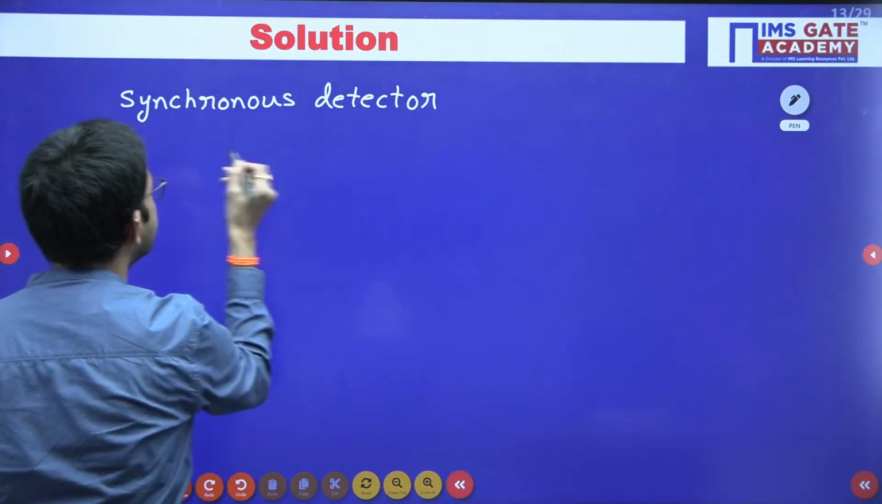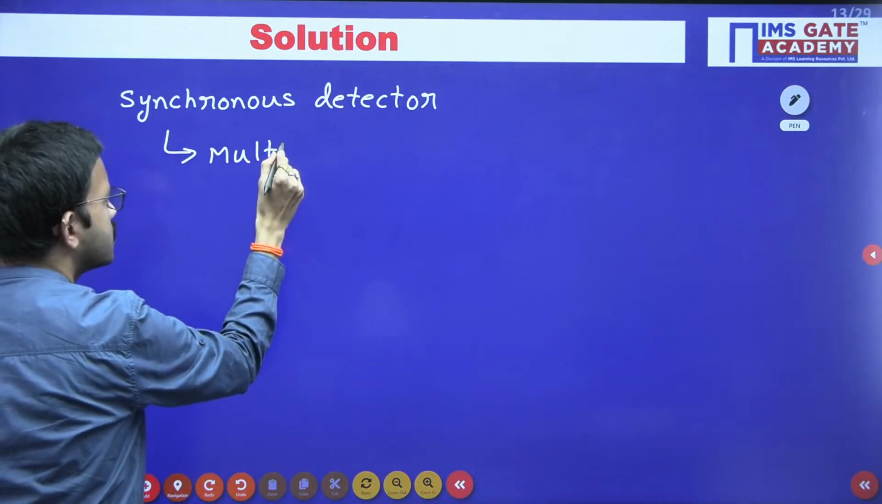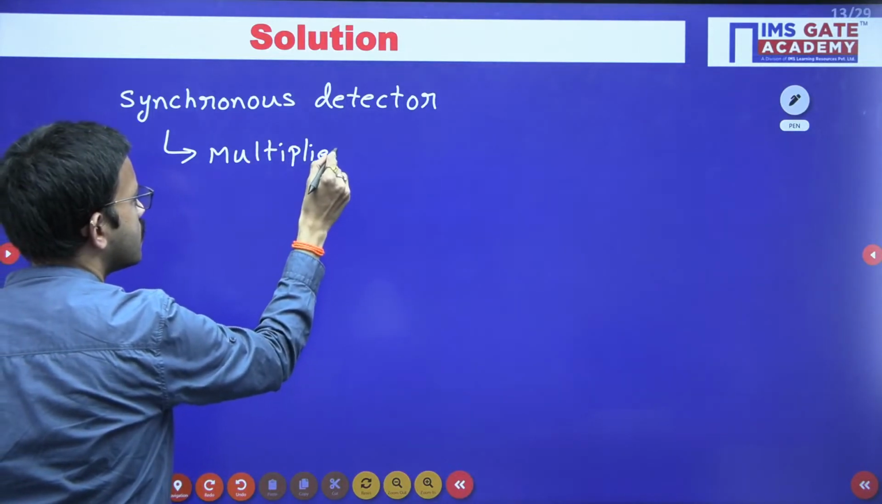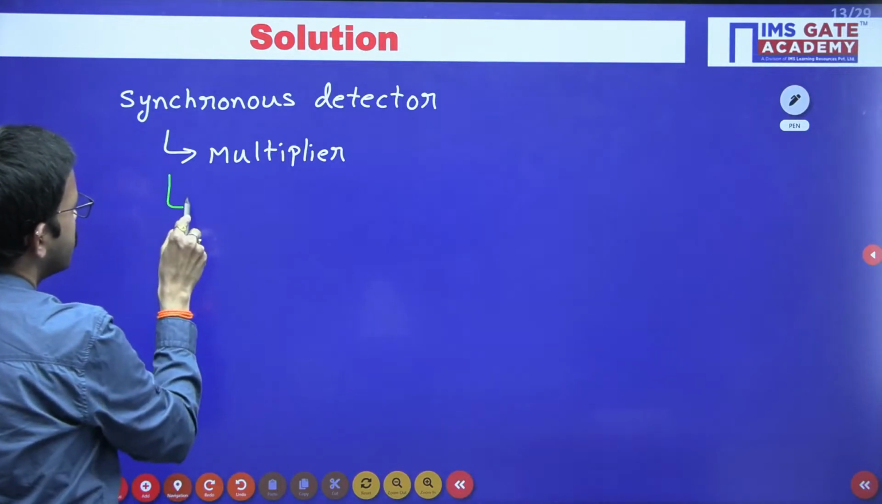In the synchronous detector we have two components mainly. One is the multiplier or product modulator, both are the same, and then we have a low pass filter.